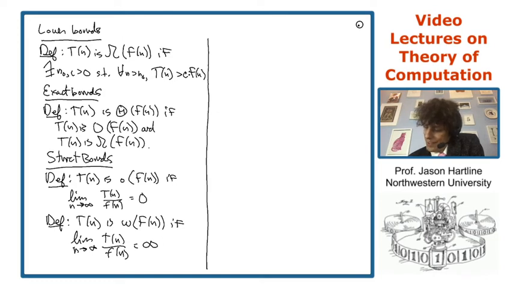Okay, so T of n is little o of f of n if T of n grows asymptotically slower than f of n, meaning eventually T of n is so small compared to f of n that its limit is 0. Similarly, we'll say T of n is little omega of f of n if it's growing asymptotically faster than f of n, meaning the limit of T of n over f of n is infinity.